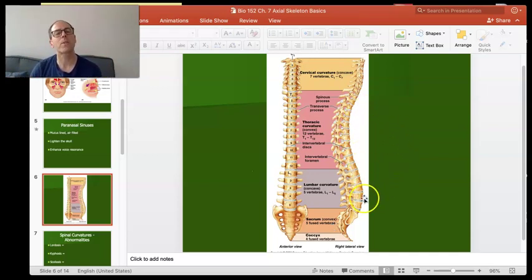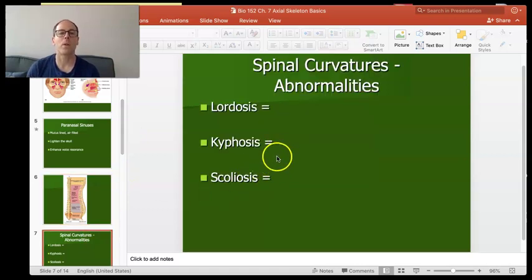Now, these curvatures are actually important. They provide flexibility to the spinal column while at the same time allowing it to be fairly strong. So you can flex your spinal column, and you can do this anterior-posterior flexion pretty easily. You can do lateral flexion, so this allows you to move around. Now, you can get abnormal curvatures here. For example, there's one that you're probably familiar with, the last on this list, scoliosis. That's a lateral curvature.